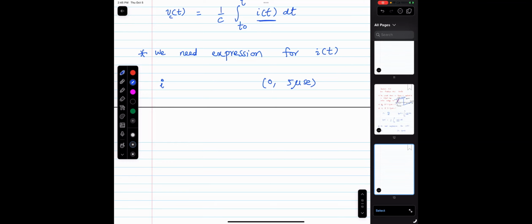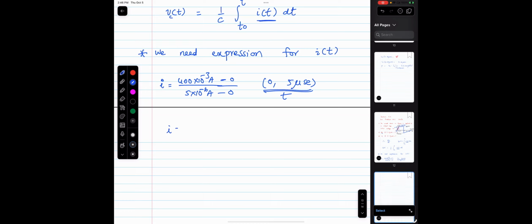You can write it as 400 times 10 to the negative 3 amperes over 5 times 10 to the negative 6 seconds, if you find the slope as y2 minus y1 over x2 minus x1. So in the time period of 0 to 5 microseconds, I is multiplied by t, of course. I is really 80,000 t amperes per second between 0 and 5 microseconds.